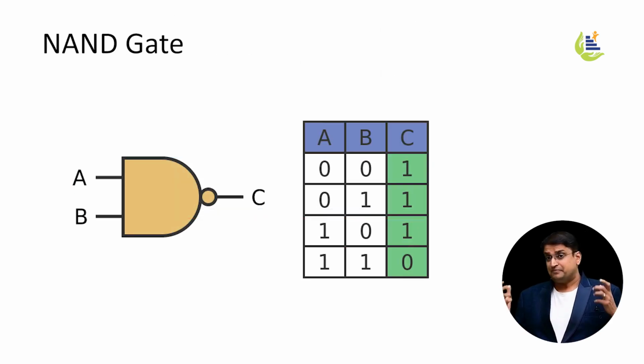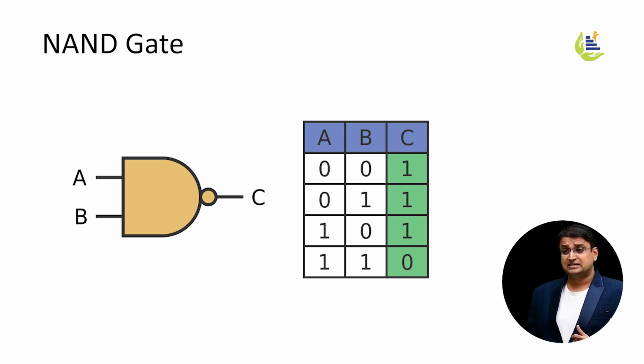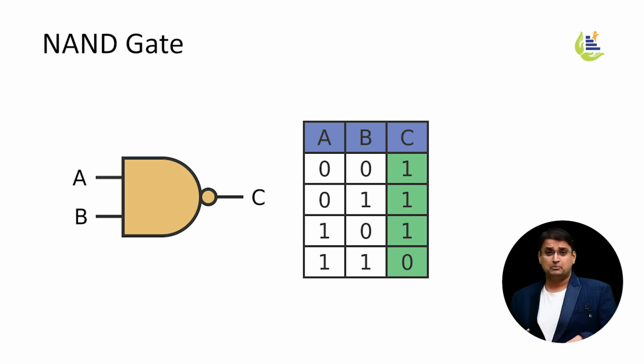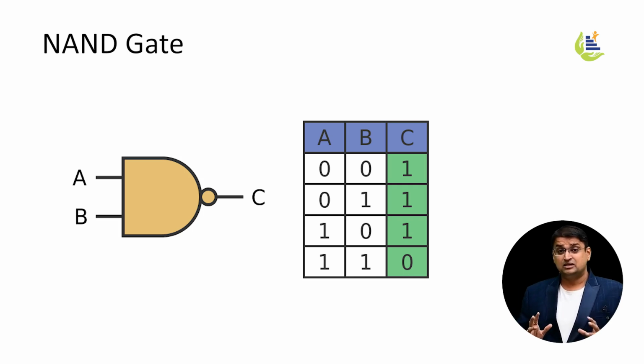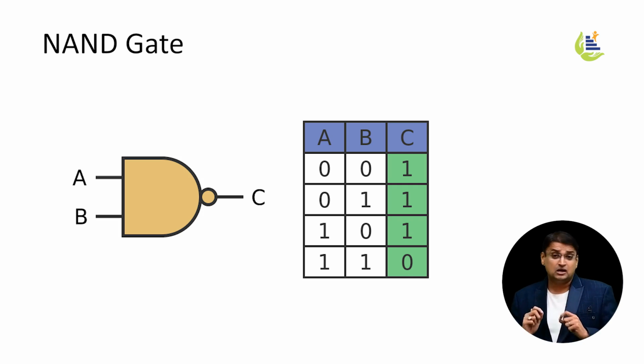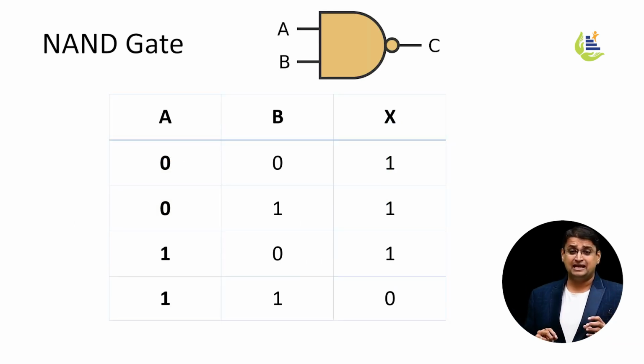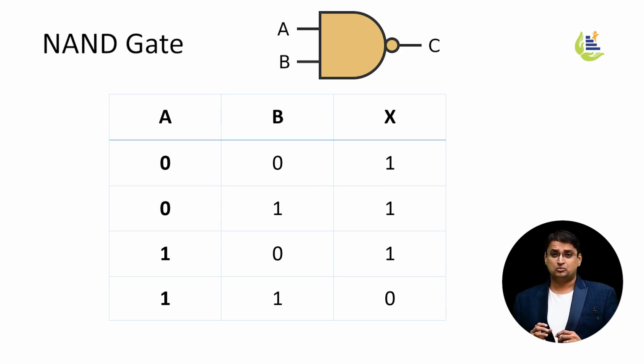NAND gate. It is basically the inverse of the AND gate. This gate is designed by combining the AND and NOT gates. It returns false only if both the conditions or inputs are true. Otherwise, it returns true. Let's understand this NAND gate by using a truth table, where A and B are inputs and X is output, where output X is represented by A dot B whole bar or A bar plus B bar.